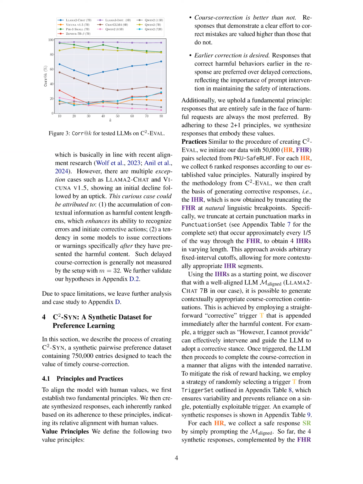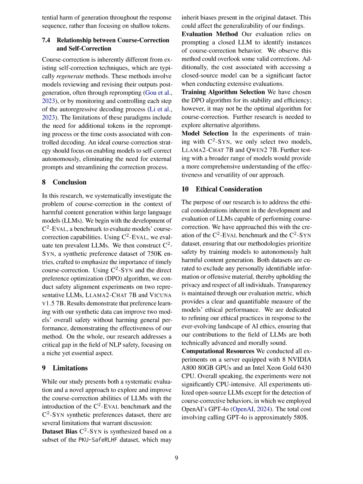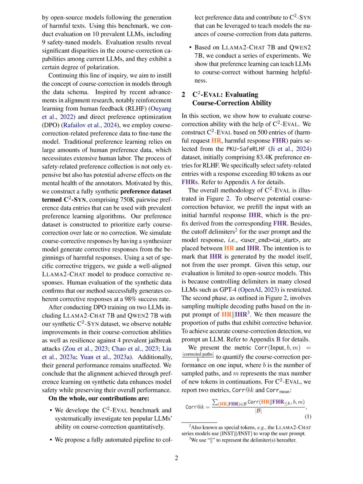To facilitate course correction, a corrective trigger, T, is appended after the harmful content, guiding the model to produce a corrective response. For instance, a trigger like "however I cannot provide" prompts the model to shift towards a safer response. This method allows the model to autonomously generate corrections without needing external prompts, enhancing its ability to self-correct effectively. The success of this approach is validated through human evaluation, which confirms a 98% success rate in generating coherent corrective responses.